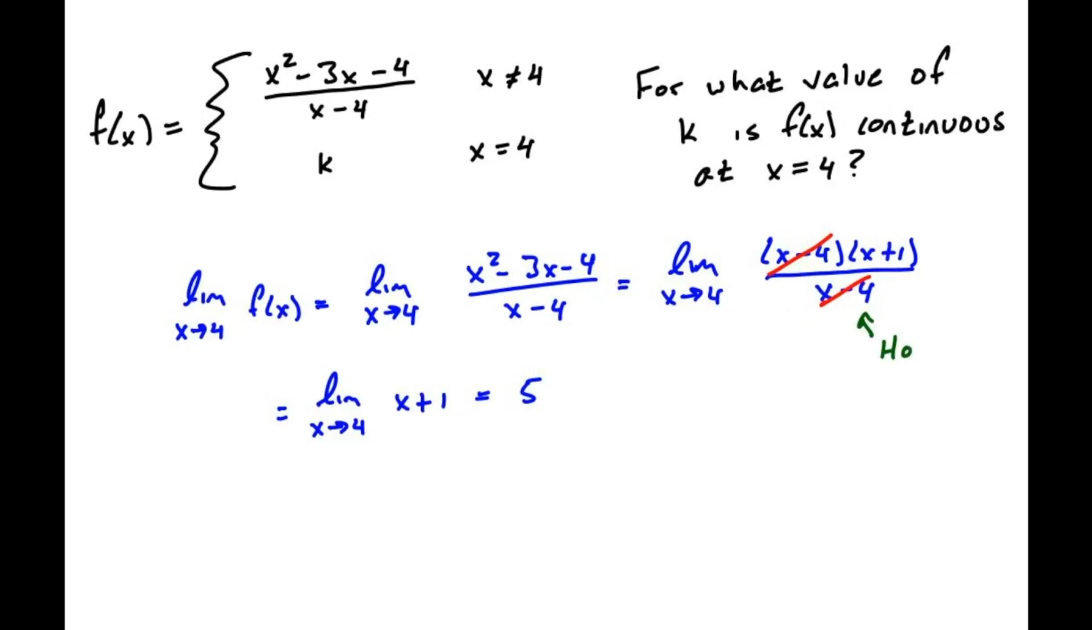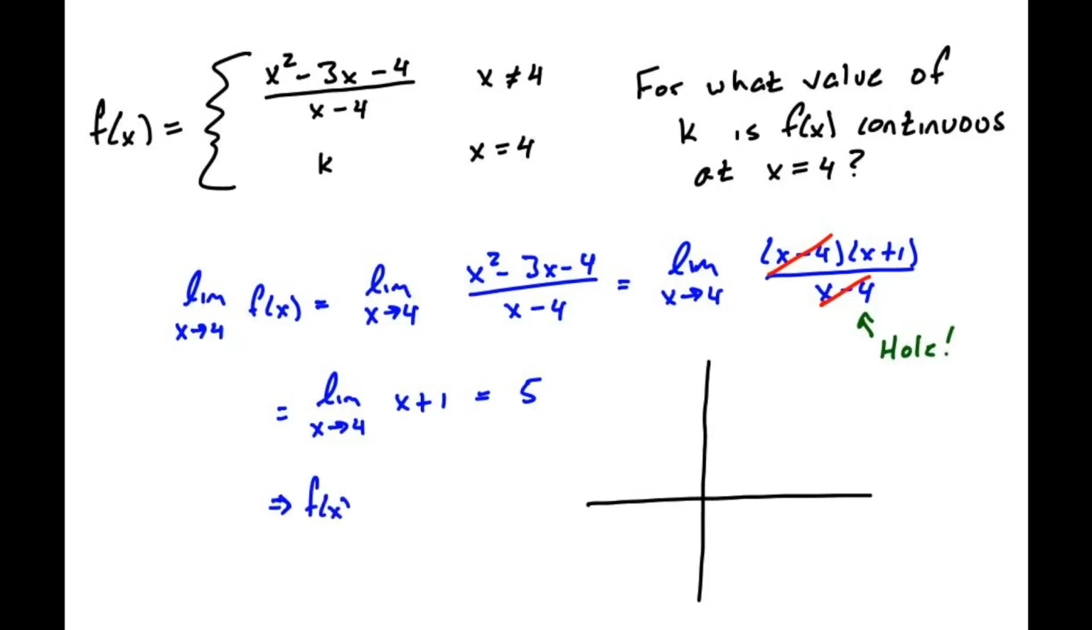And since we canceled out these x minus 4s in our function, that's a removable discontinuity, which creates a hole. We have a hole at x equals 4, and the y value is going to be 5. So that means we have a hole at the point (4, 5). To get a better idea of what's going on here, let's take a look at the graph of this function.